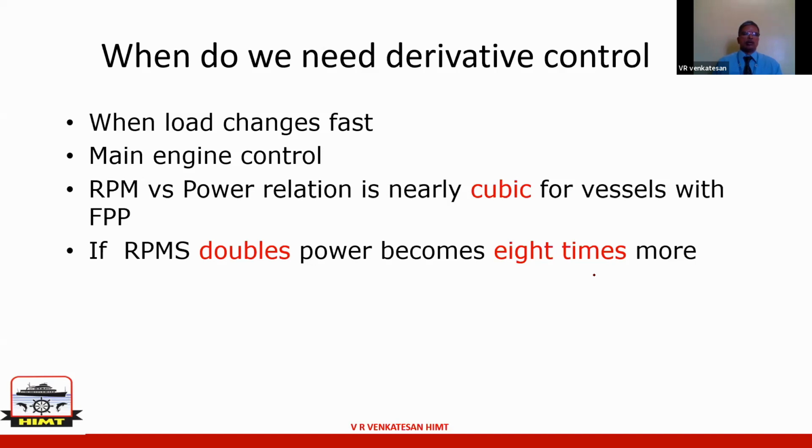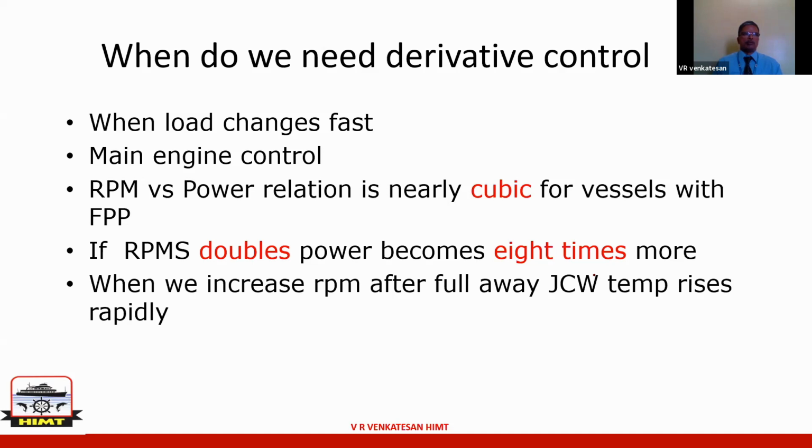So what is going to happen when you increase your RPM? If you go from 0 to 30, it is not an issue. 30 to 40, 50, like that, as we keep increasing, the power increases much more rapidly. So have you noticed this on board your vessels? Many of you might have seen that after pilotage, when you start increasing the speed of your vessel full away, on many ships you will find the jacket cooling water temperature starts rising rapidly. Have you noticed this in your vessels? Have any of you come across this difficulty?